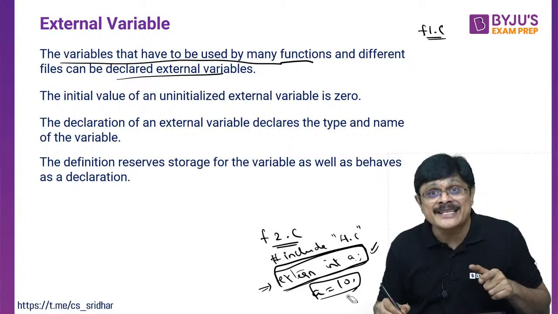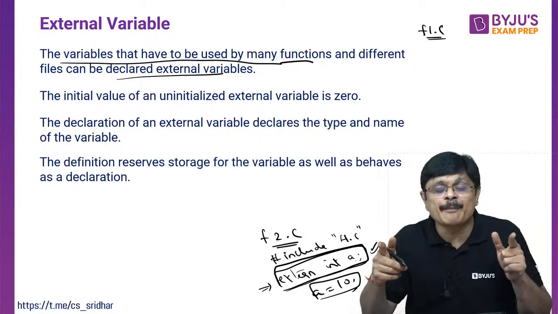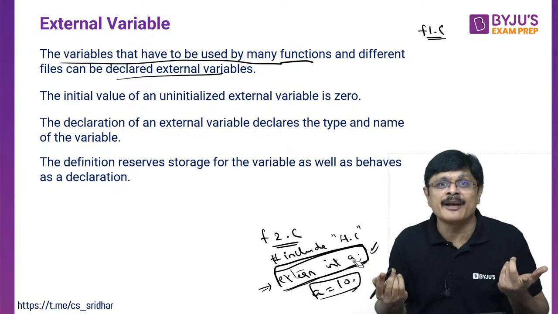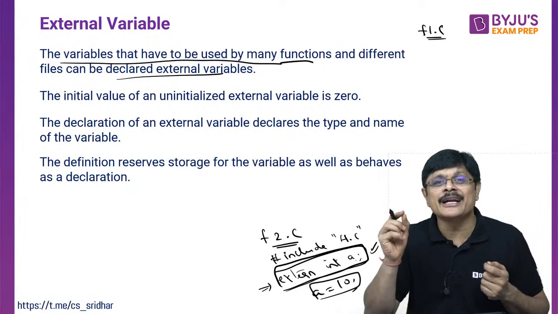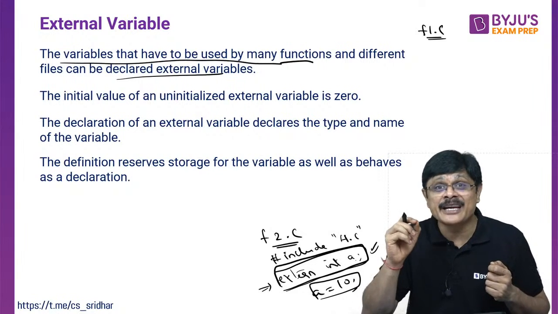But if you use a is equal to 10, then because you are using it now, it will search for that particular integer variable. It is nowhere available. It will say, where is that variable? You will get an error at that particular point. So please be careful, my dear friends.